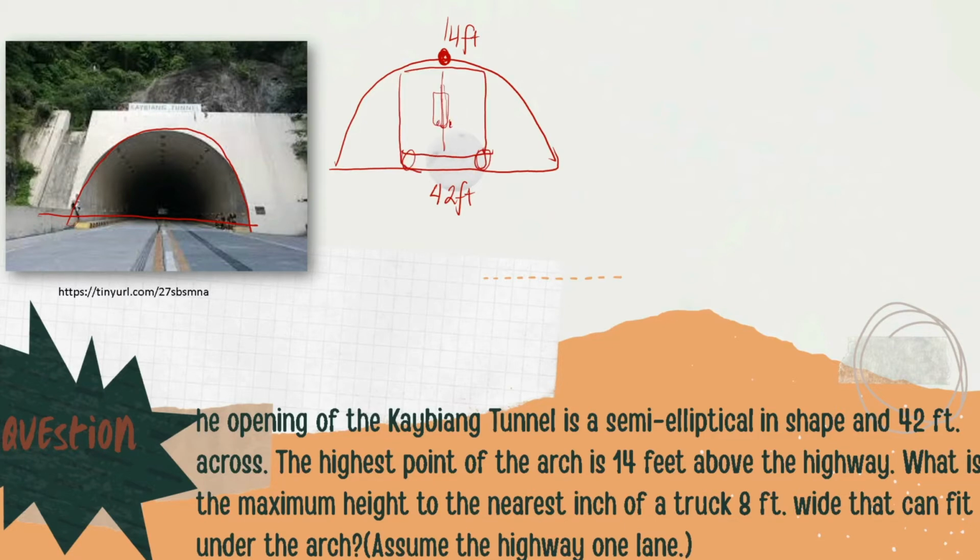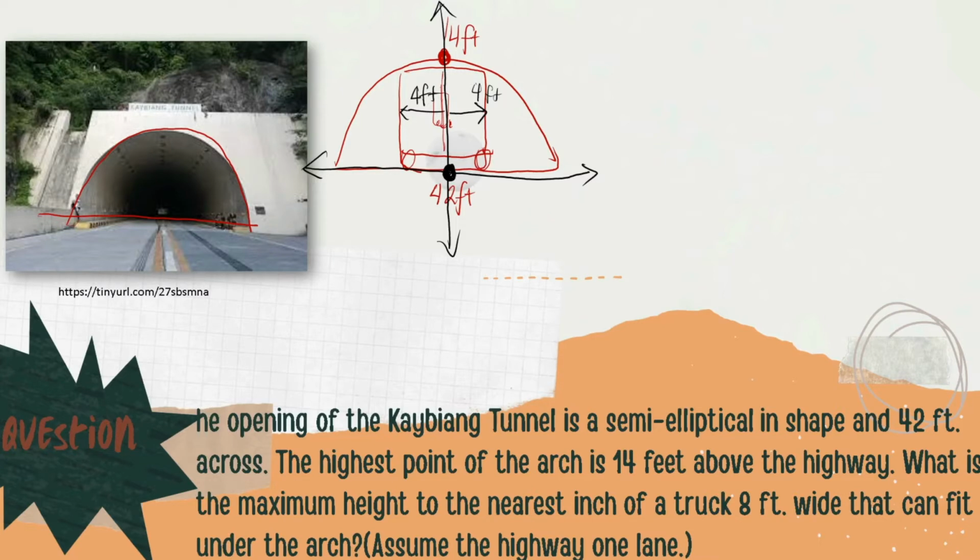So, 8 feet. If we place the coordinate system here in the middle, the x and y axes, let's just put them at the center to make our computation easier. If the width of the track is 8 feet, then if we divide it symmetrically, this is 4 feet and 4 feet. So, what is the maximum height to the nearest inch of a track that is 8 feet wide that can fit under the arch?